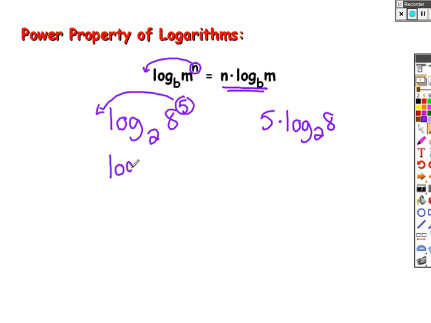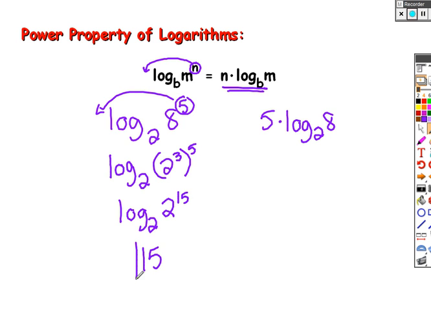This would be log base 2 of, well, 8 is like 2 cubed, right? So I have 2 cubed to the 5th power. Or this would be log base 2 of 2 to the 15th. So this is saying 2 to what power is 2 to the 15th? Well, this would equal 15.